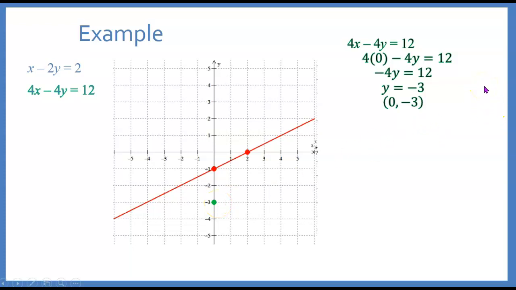Now we have to find another pair of numbers that works. Let's see what happens if I put 0 in for y. 4 times x minus 4 times 0 equals 12. Well, 4 times 0 is just 0, and 4x minus 0 would just be 4x. So if 4x equals 12, we can divide both sides of that by 4 and get x equals 3. So we've got the point 3, 0, the point where x is 3 and y is 0. And now that we have these 2 points, we can draw the line that goes through them.